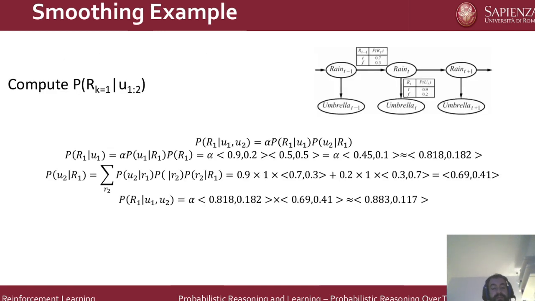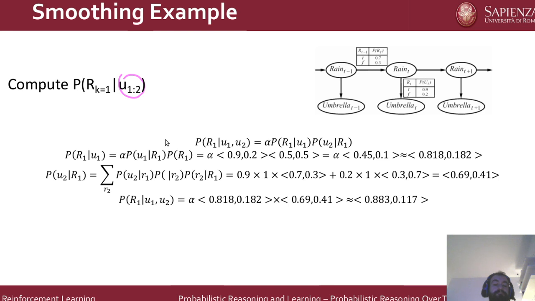So let's look at one example which will be clarifying this a lot. So let's say that now we want to know what is the probability that yesterday was raining, given that we have seen yesterday and today some values for umbrella. So we want to know what is the probability of R1 given U1 and U2. And we know that this can be computed as the probability of R1 given U1 multiplied by the probability of U2 given R1.